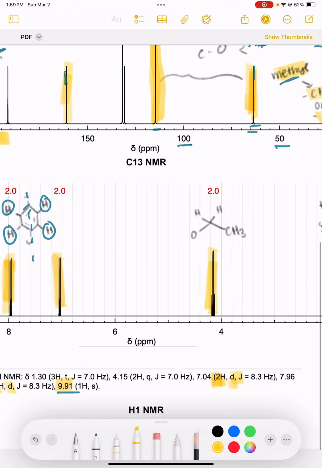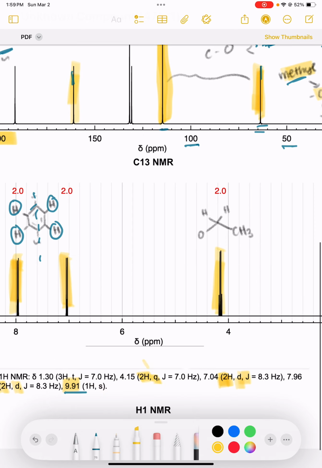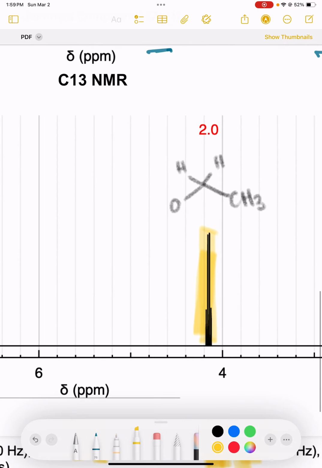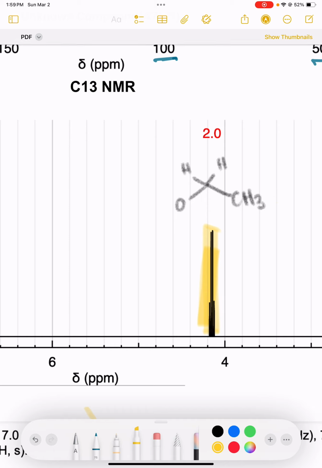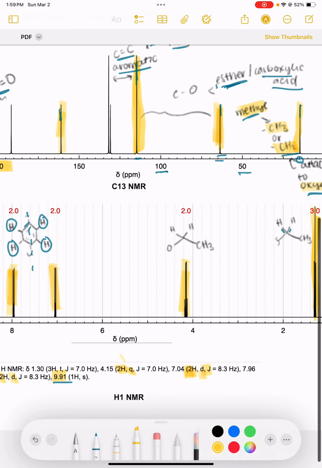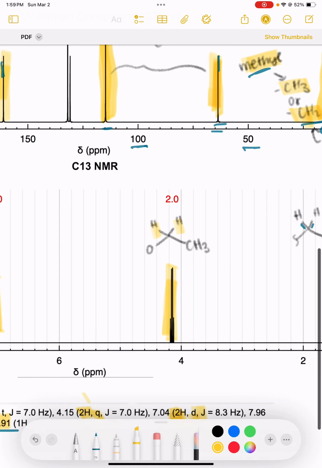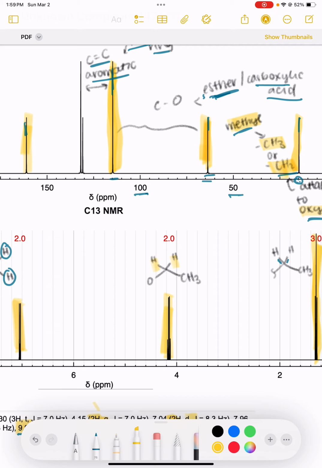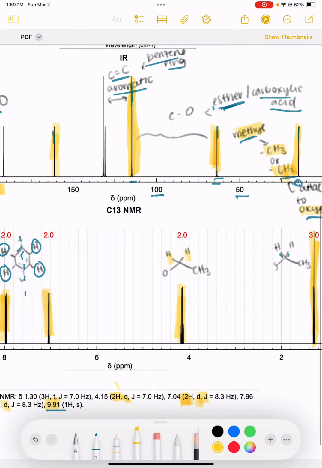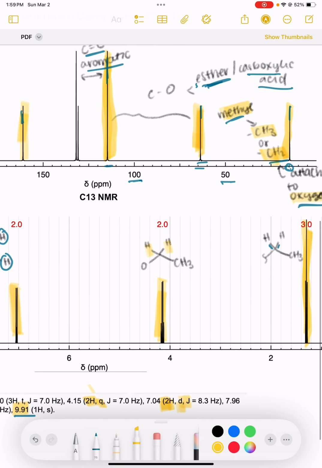And if you look at around 4.14, they tell us that there's 2 hydrogens as a quartet. So the splitting is a quartet. To draw the structure, I drew a CH3 attached to an oxygen with 2 hydrogens attached. So the CH2 is with the 2 hydrogens, and it is attached to the oxygen, which again supports the idea of the CH2 attached to an oxygen, as I said in the C NMR.